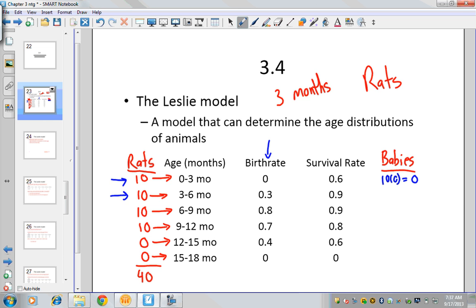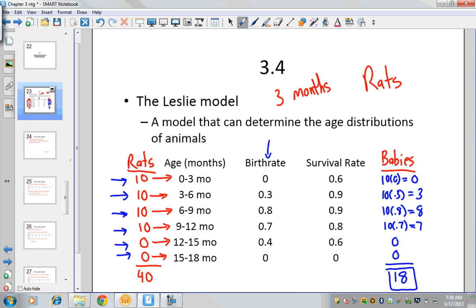How about the 3 to 6 month old? There are 10 rats, and we multiply by 0.3. So 10 times 0.3 is 3. That means 3 babies were born within the 3 months that we walked away from the cage. And we keep multiplying: 10 times 0.8 gives us 8, and then 10 times 0.7 is 7. Obviously these zeros are going to zero themselves out, so that's 0, that's 0. If we total all this up, 3, 8, 6, that's 18 brand new baby rats that were born within those 3 months that we walked away from the cage.